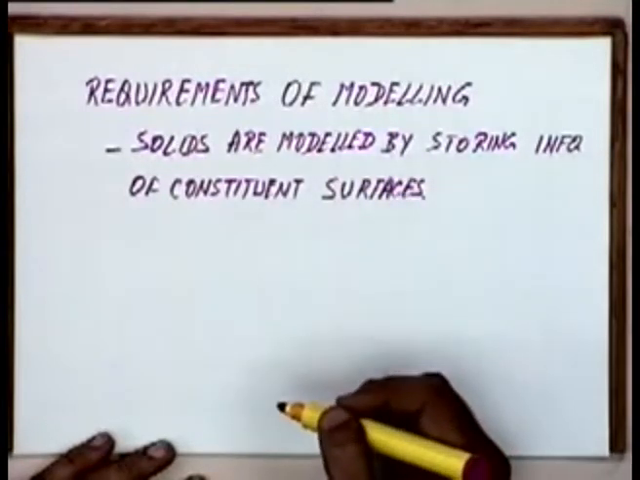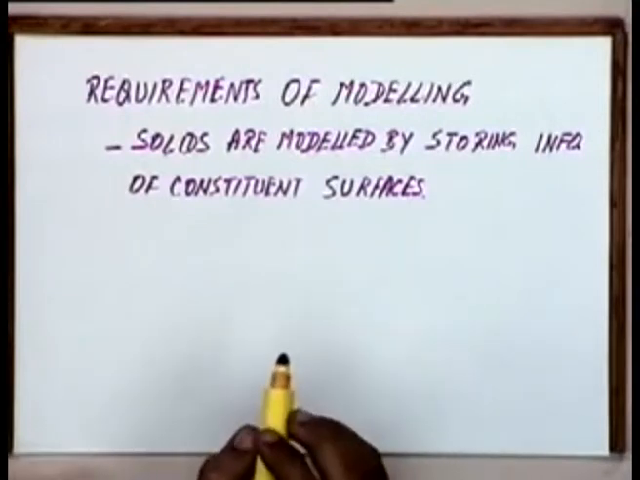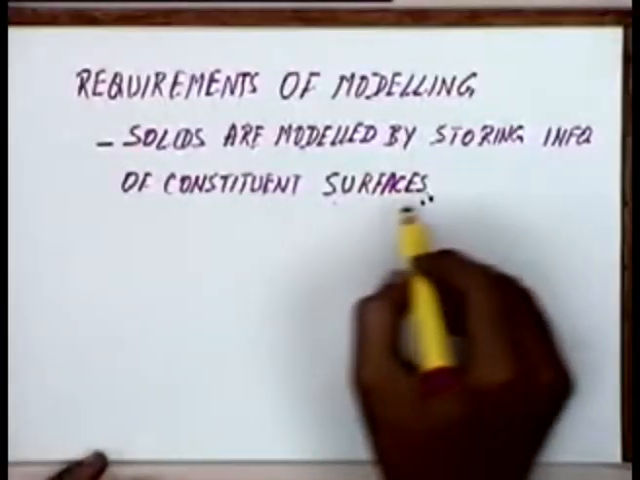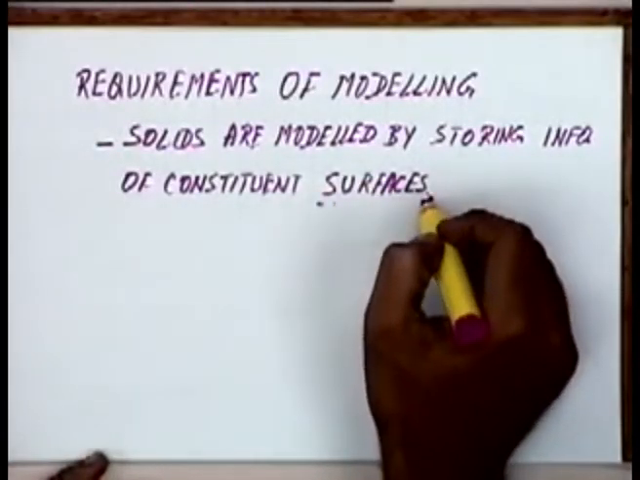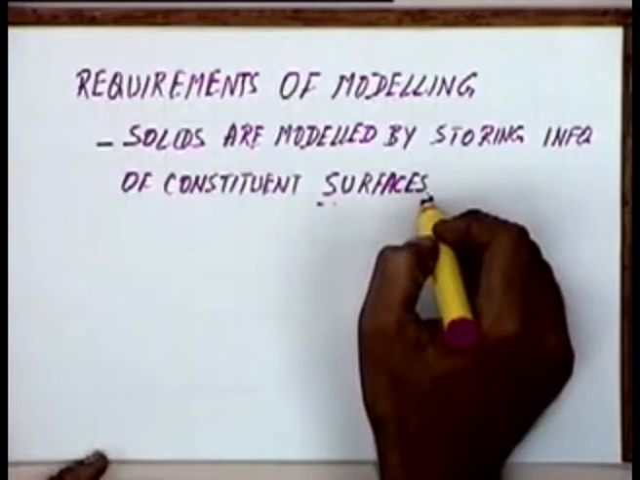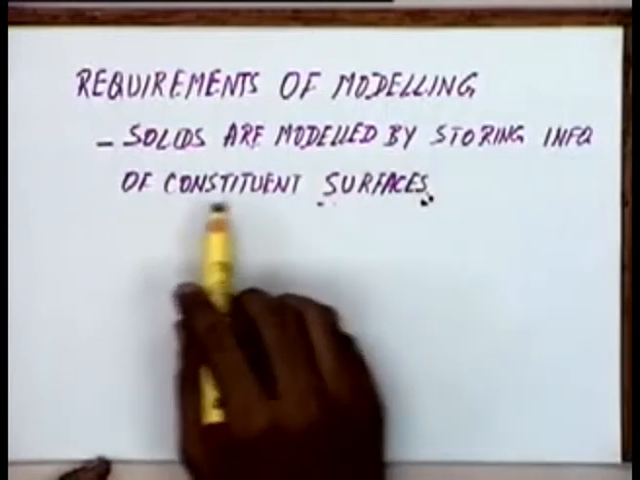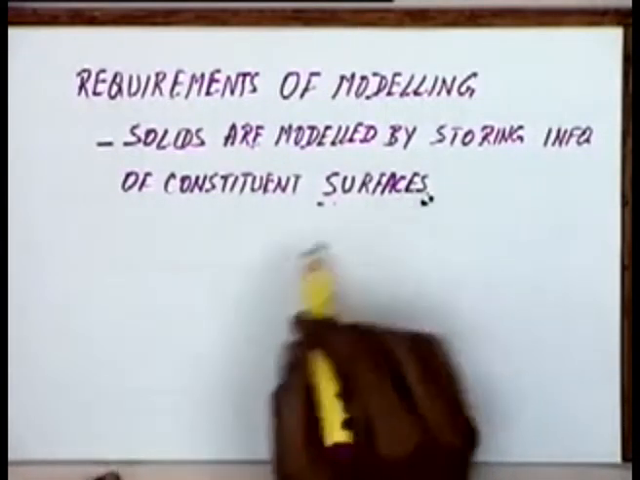If I have any solid, I cannot represent the solid unless I am able to represent the surfaces. Okay, because my different features will be on the surfaces. If I have a hole or if I have a slot, if I have a groove, they will all be on the surfaces. So all my surfaces will play an important role in defining the solids. Okay, so we say that solids are modeled by storing information of constituent surfaces.